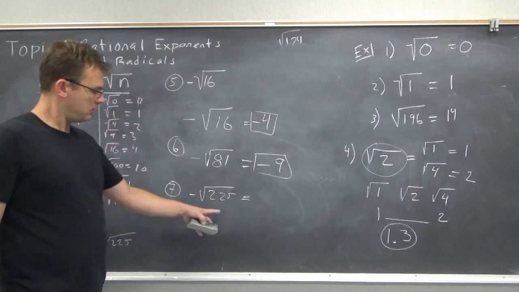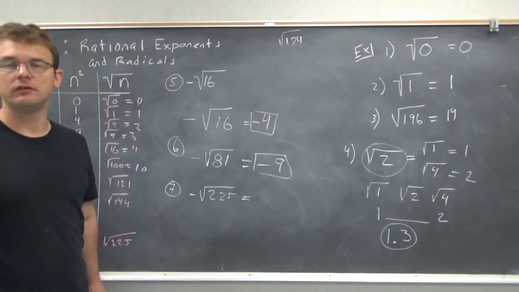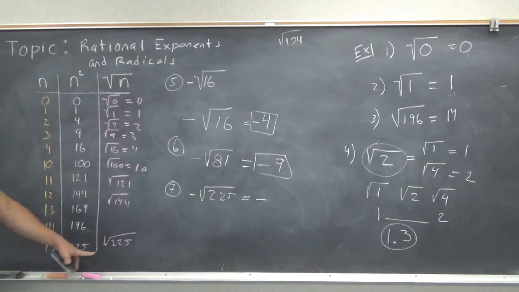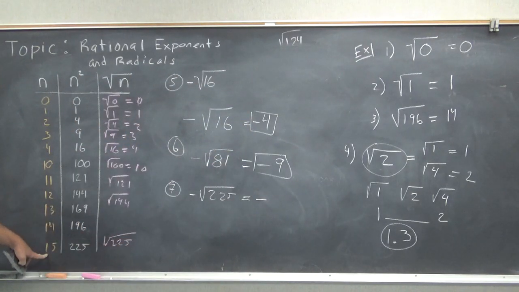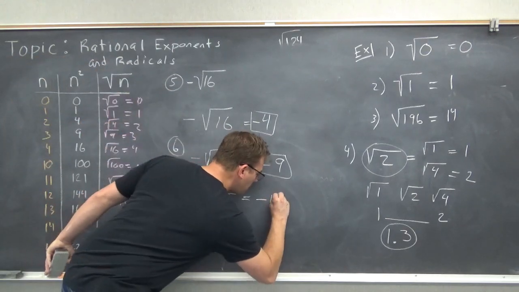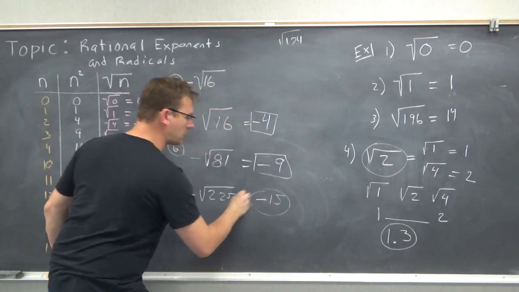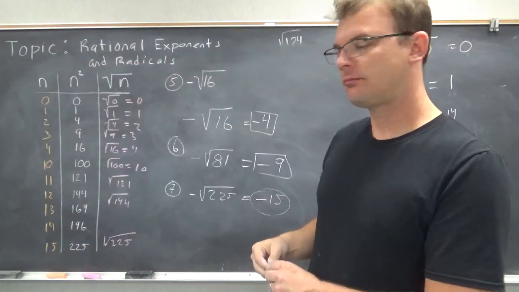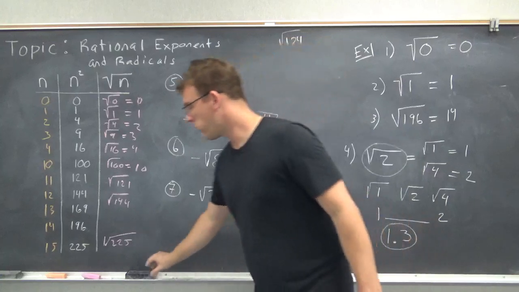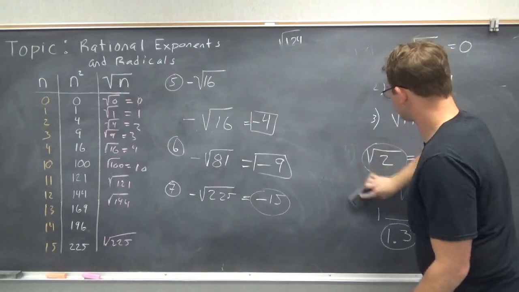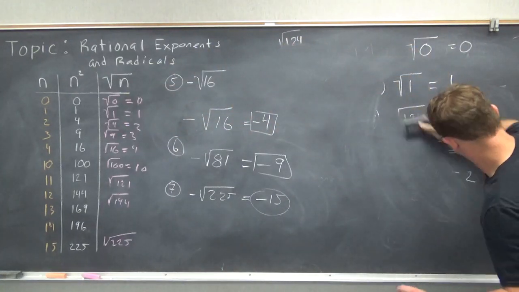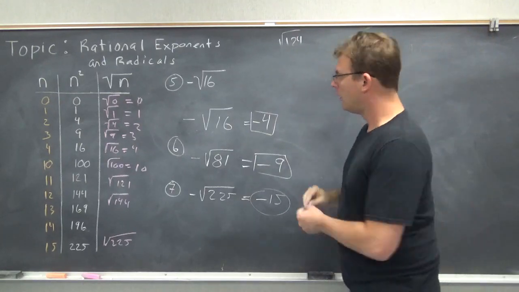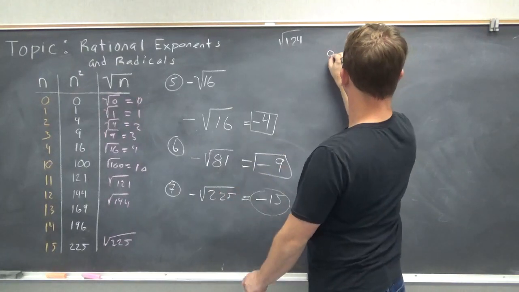Negative square root of 225. Negative 15. Are you starting to see it? Eight.